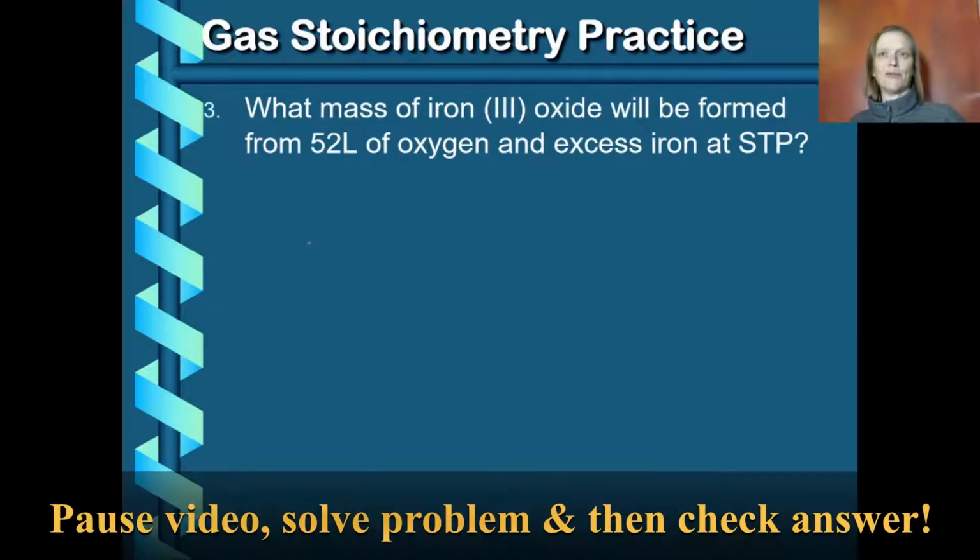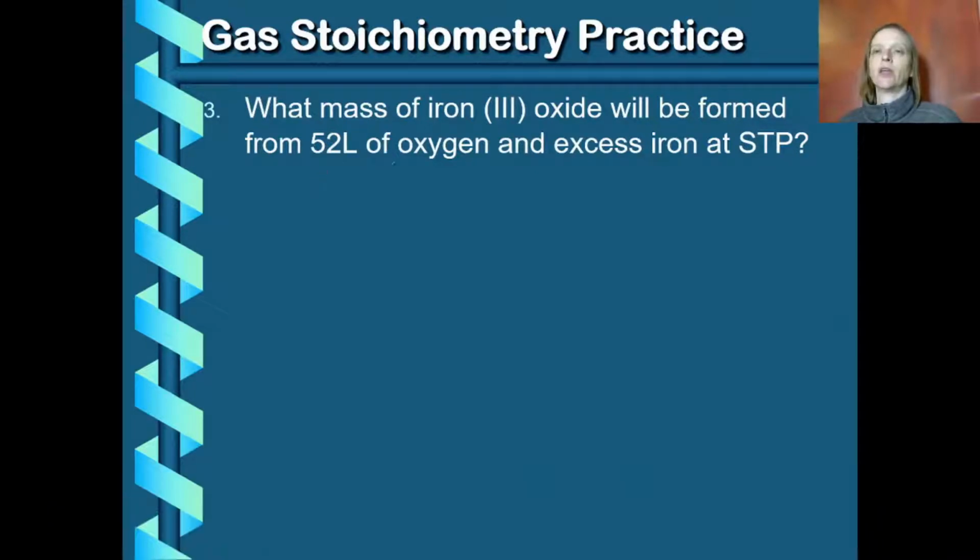Let's do another example. What mass of iron 3 oxide will be formed from 52 liters of oxygen and excess iron at standard temperature and pressure? So I've got iron, I've got oxygen, and I'm forming iron 3 oxide. Remember, iron 3 oxide is iron with a charge of 3, and oxygen always has a charge of -2, so the final formula is Fe2O3.